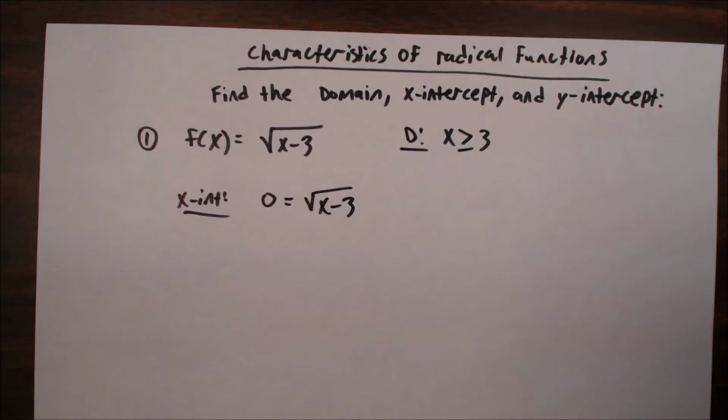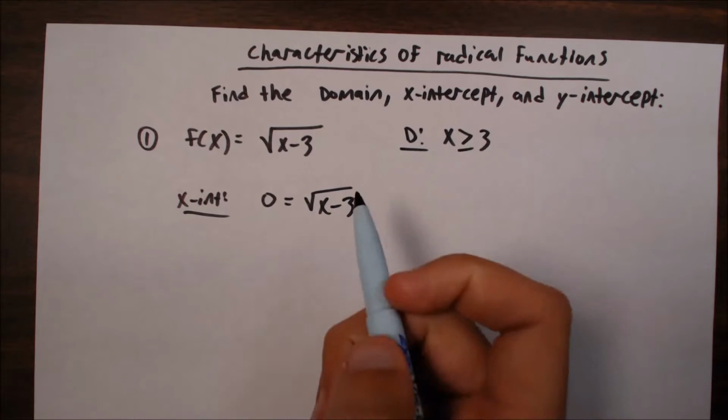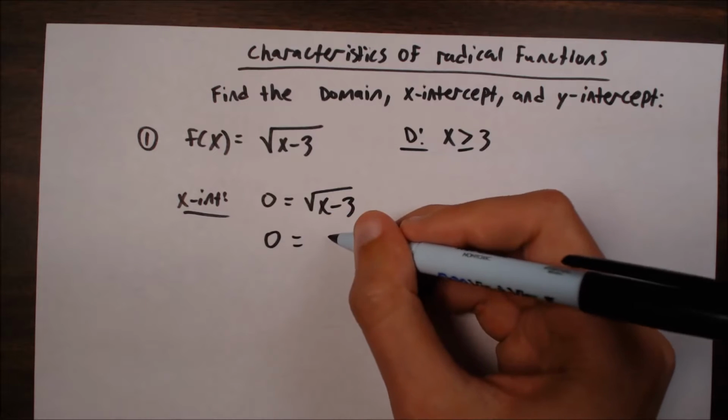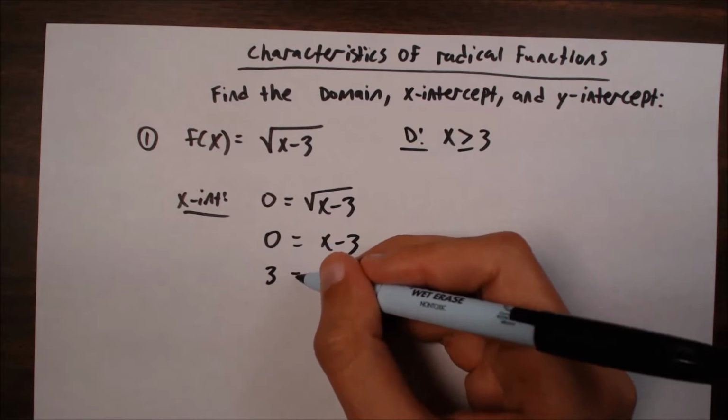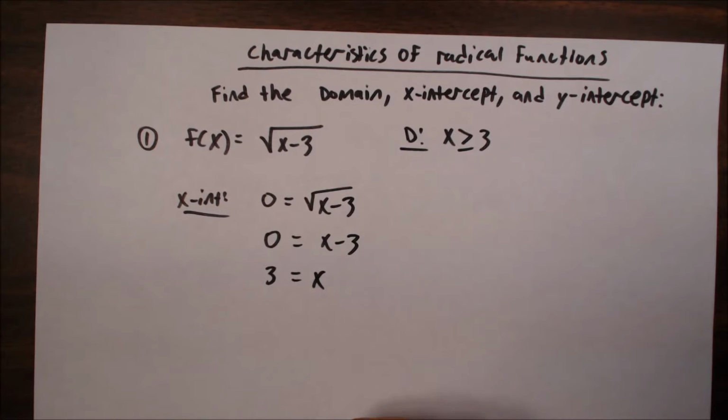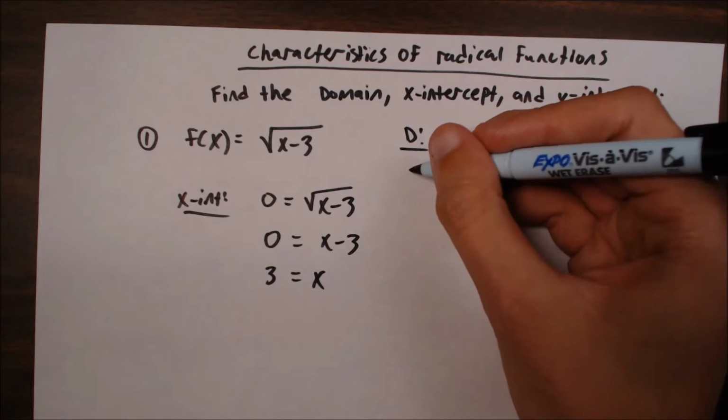And now we just have an easy radical equation to solve. Square both sides, well, that's still 0. Add 3 to both sides. So the x-intercept is x equals 3. I'm going to put it up here.